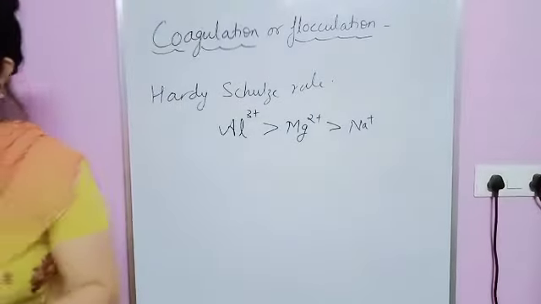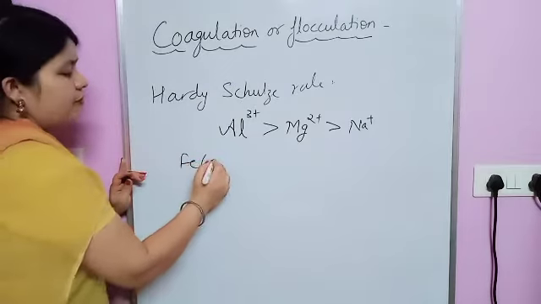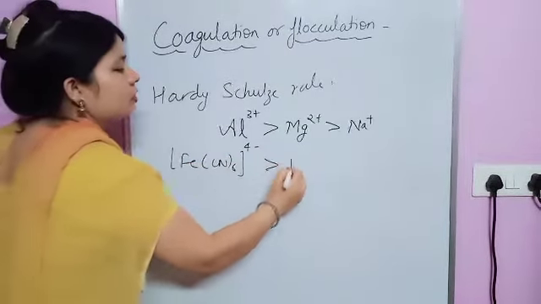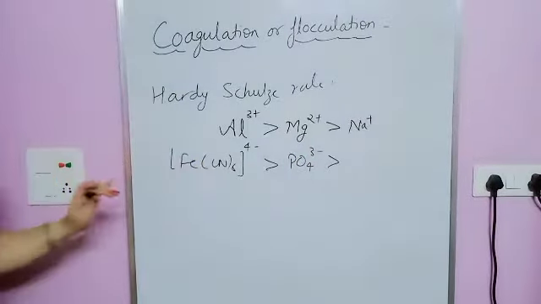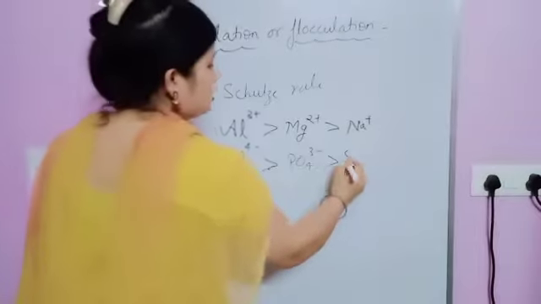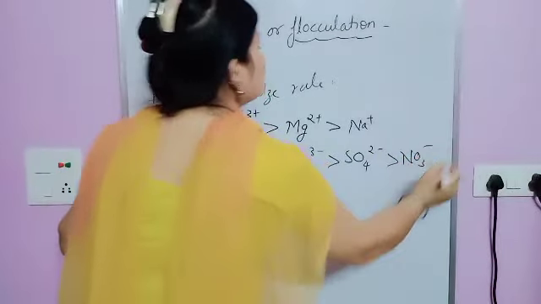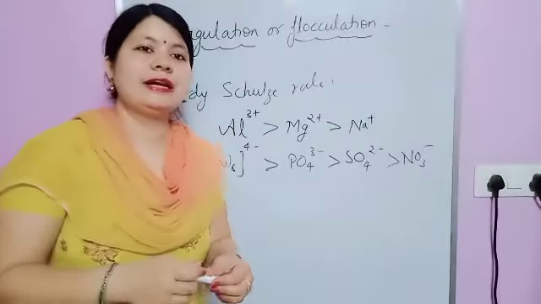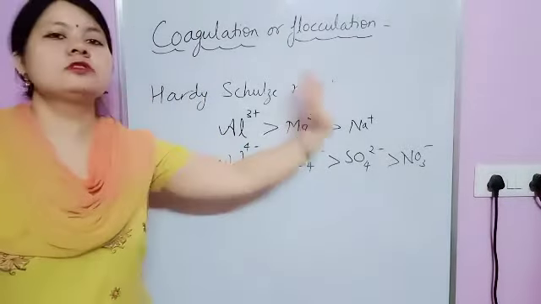Same condition in case of negative ions also, either it's Fe(CN)6 that is 4 negative, or PO4 3 negative, and so on. और कौन सा जाएंगे इसमें, that one is SO4 2 negative, maybe NO3 single negative. So greater is the charge on the ion, greater is the coagulating power. Okay, so that one is according to Hardy-Schulze's rule.